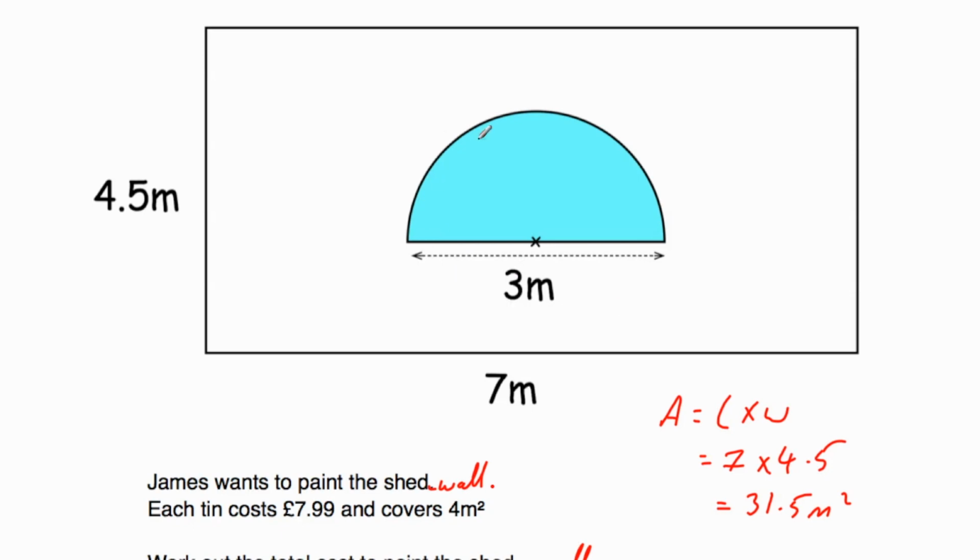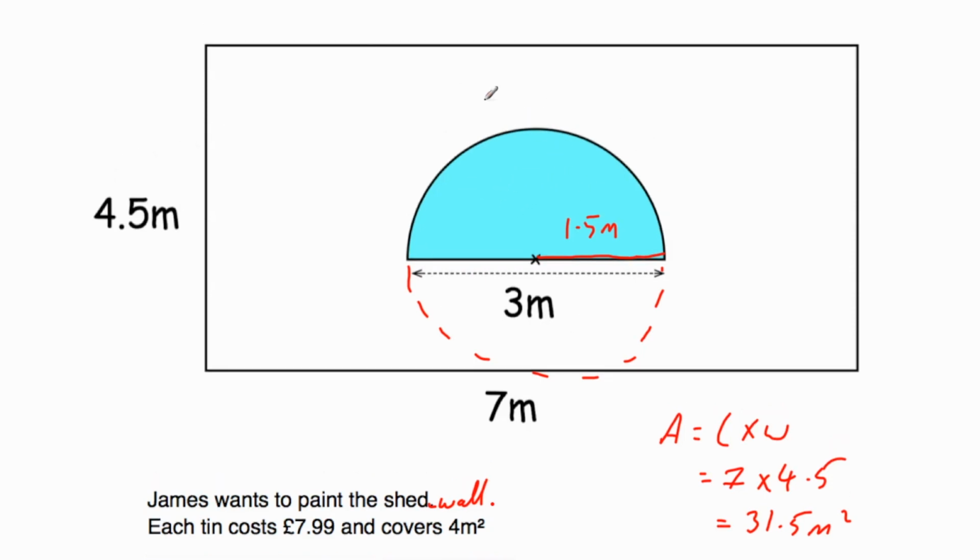Now I'm guessing he doesn't want to paint the window, so we need to find the area of this semicircle, and then we'll take it away from our 31.5 to see what's left. So let's find the area of the semicircle. Let's turn it into a whole circle. For this whole circle, its radius, the distance to the edge, will be 1.5 meters. So if we do pi r squared for this whole circle, we can do pi times 1.5 squared. That would give us the area of the whole circle. And then if we half it, we get the area of the semicircle, or the area of the glass. So we're going to do pi times the radius squared.